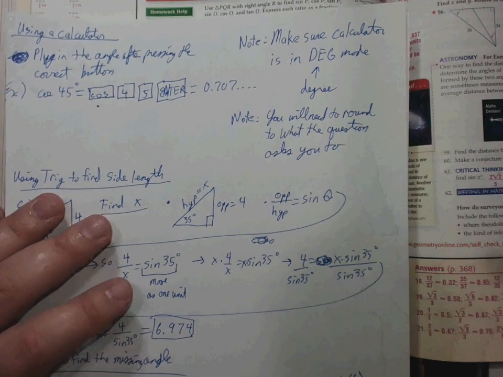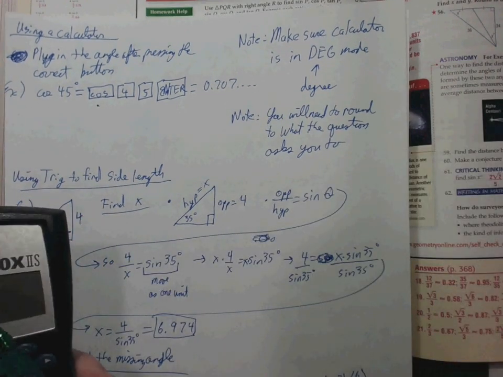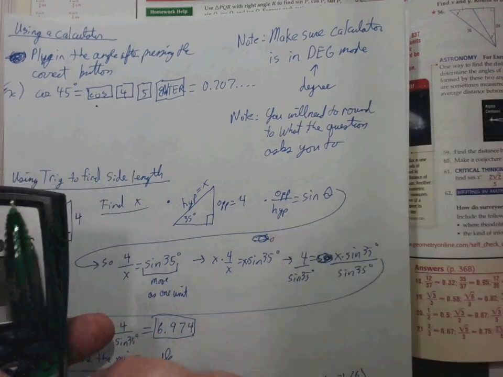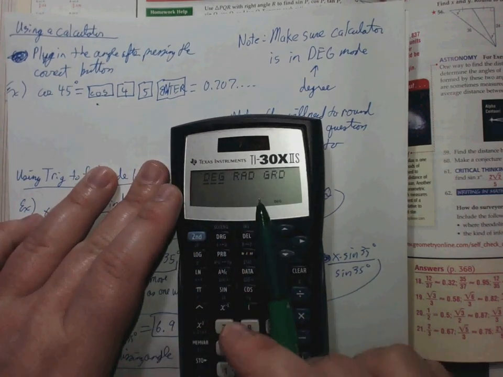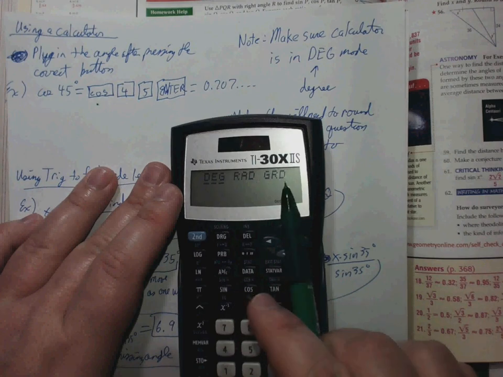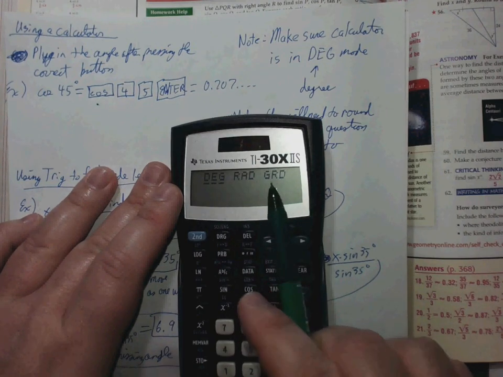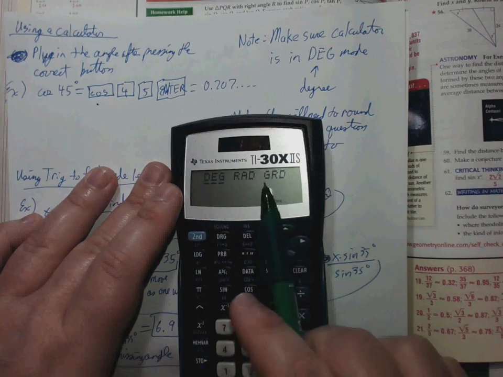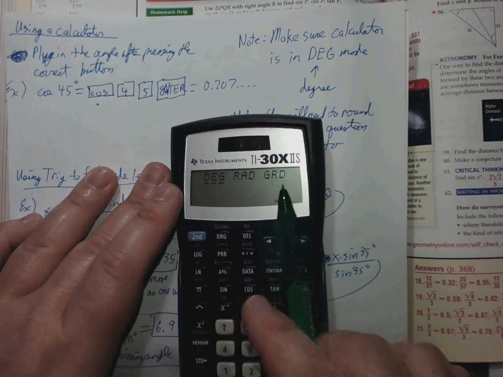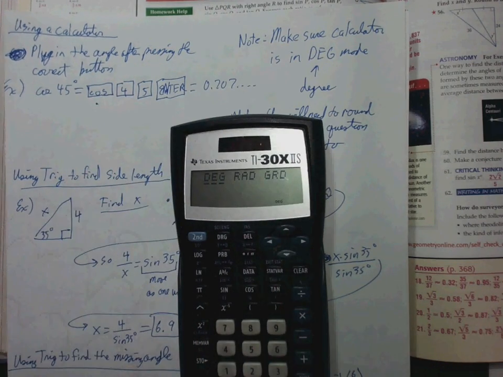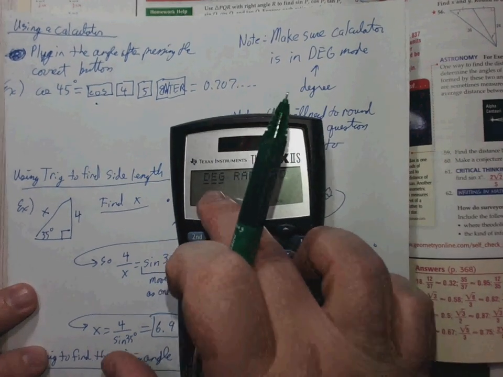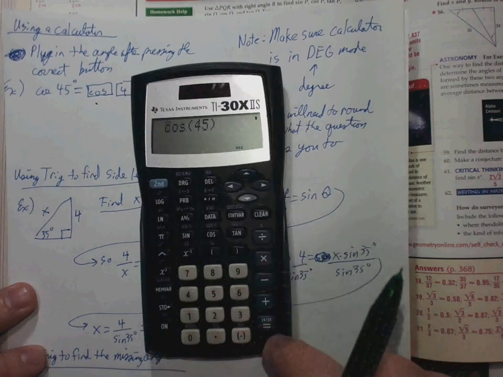There's a third way, but no one really uses that except engineers. If you look on here, DRG switches between degrees, radians, and gradients. I don't teach this one. If you need to know it, you can look it up, or you may have a class where you'll talk about that. Radians I will go into eventually, but not right now. More likely I'll go into that in Algebra 2, because I probably won't get to it this year. But it needs to be in degree mode, otherwise you won't get it.